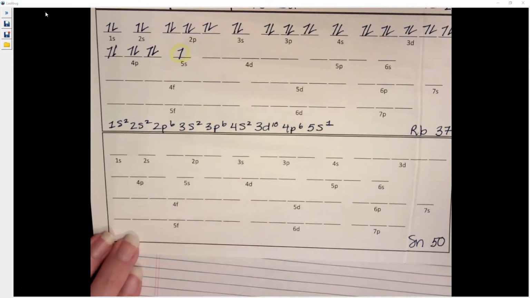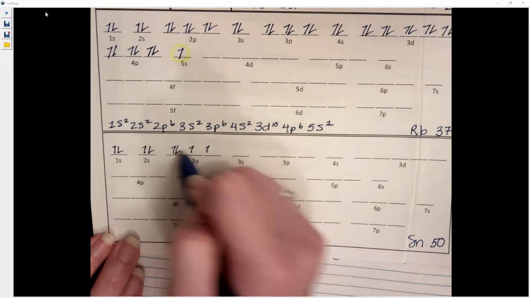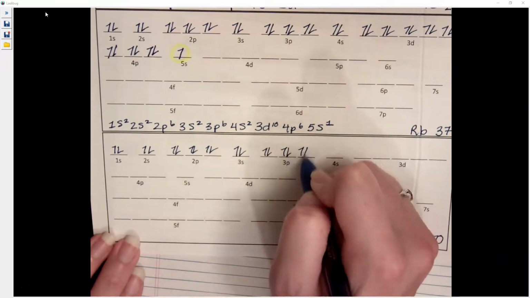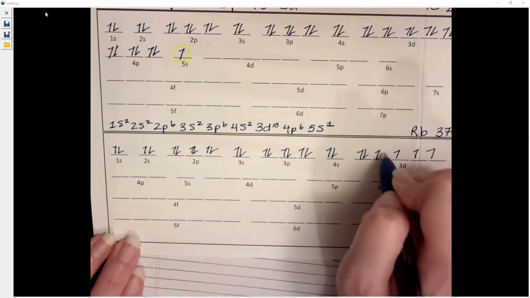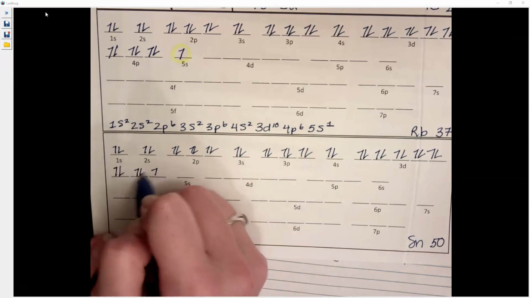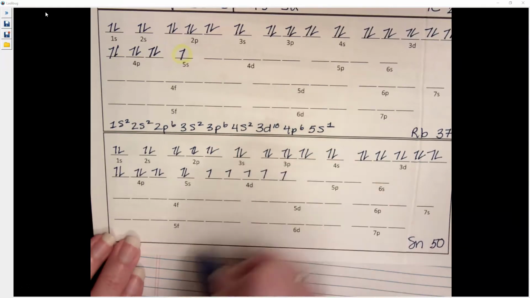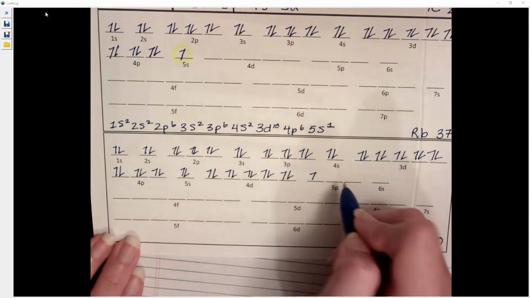All right, now try doing tin. All right, 1, 2, 3, 4, 5, 6, 7, 8, 9, 10, 11, 12, 13, 14, 15, 16, 17, 18, 19, 20, 21, 22, 23, 24, 25, 26, 27, 28, 29, 30, 31, 32, 33, 34, 35, 36, 37, 38, 39, 40, 41, 42, 43, 44, 45, 46, 47, 48, 49, 50.